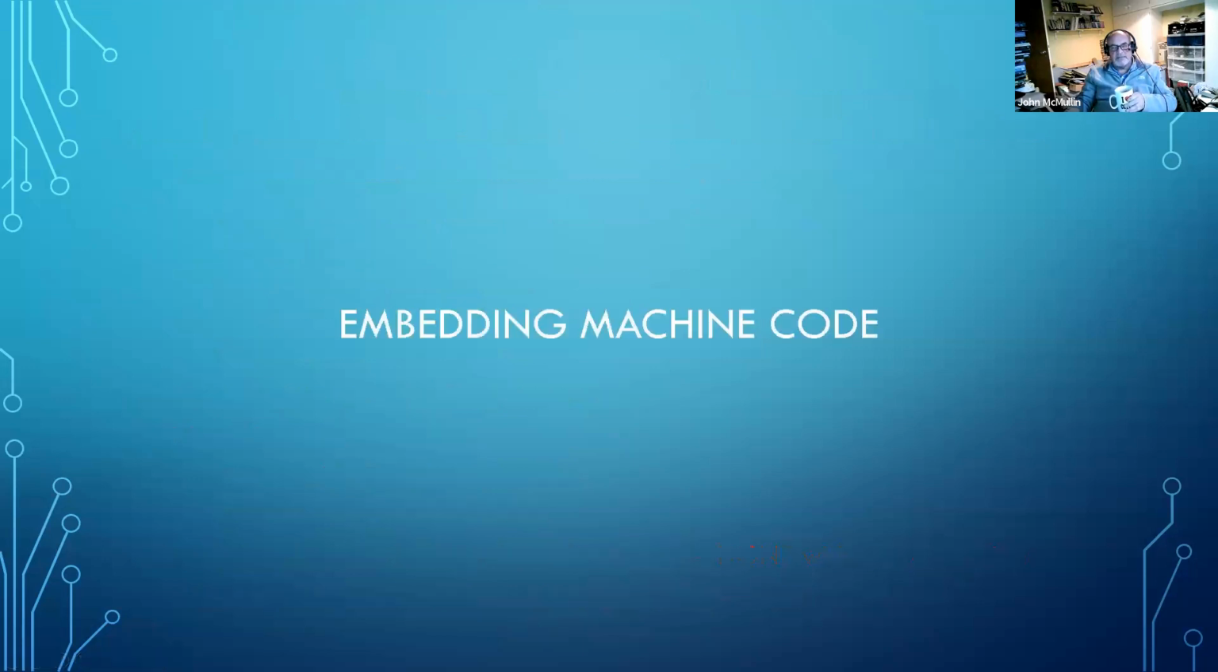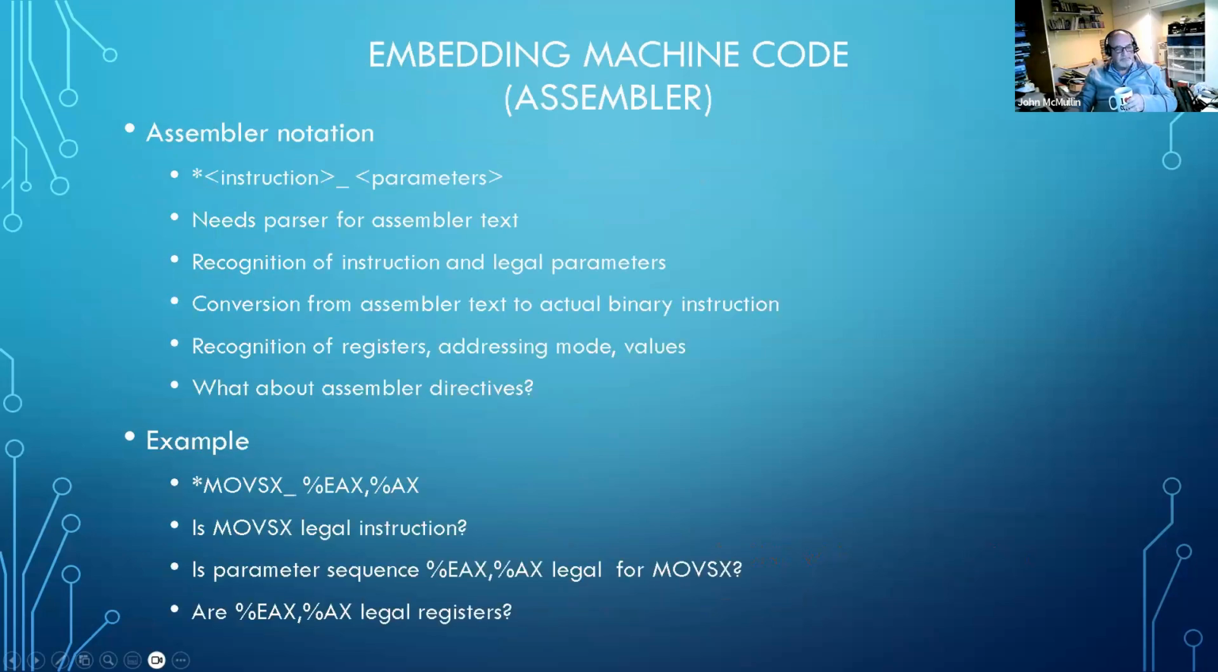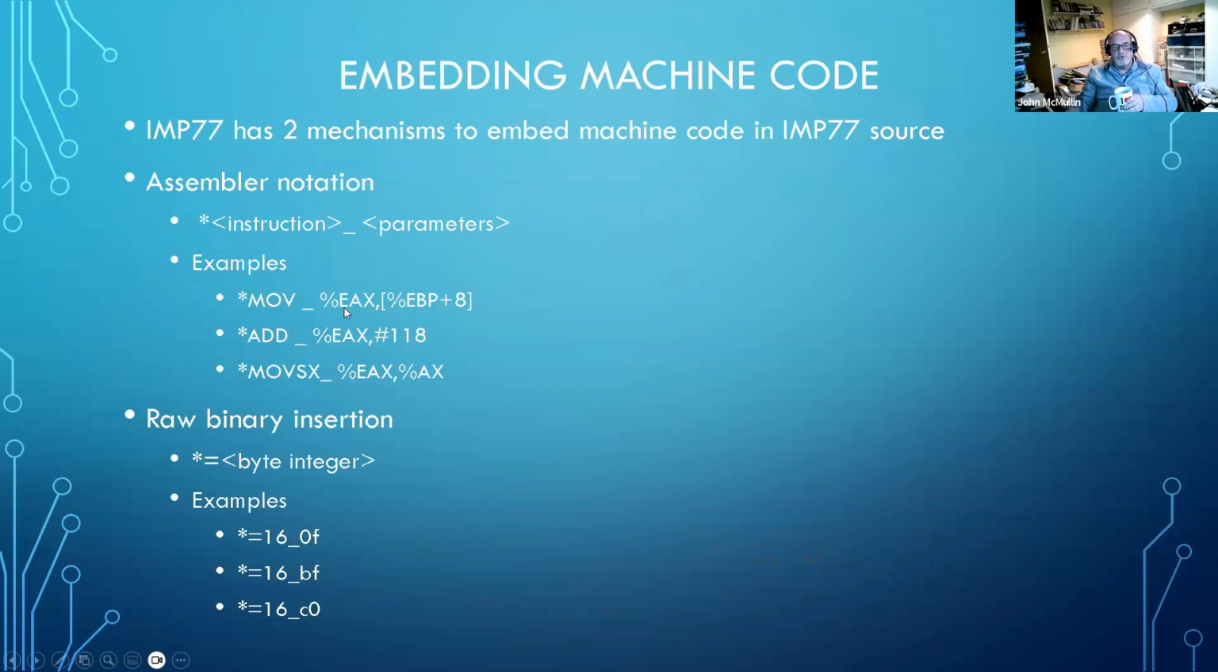So how do you embed machine code? There are two ways to do it. One is using something like an assembler notation, where the star says we're going into embedded machine code format, and then you define your instruction. So a move taking the contents of the EAX register and putting it into wherever the stack pointer offset by 8 is.